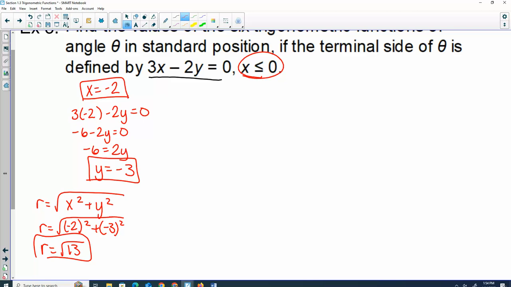Now if it were something like the square root of 8, I do want you to break it down and make it radical 2. So if you can reduce, please do so. All right, so now we can do our 6 trig functions.